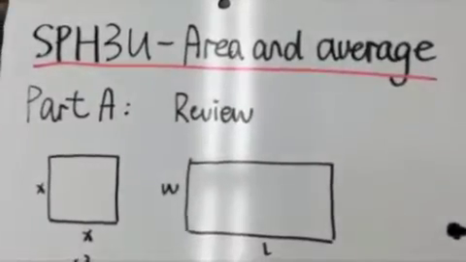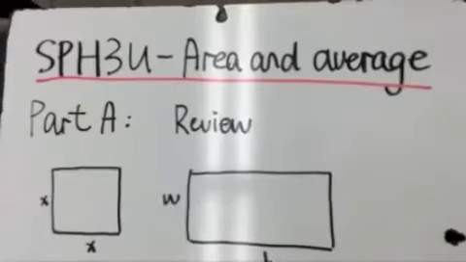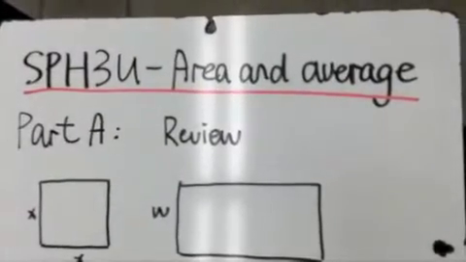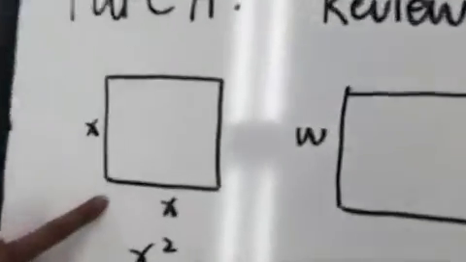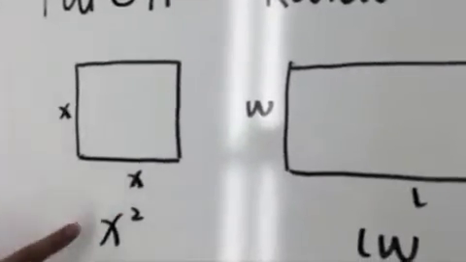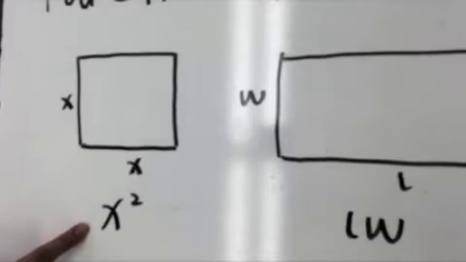Hello everyone, today we're gonna learn about area and average. Firstly, let's review what we have learned in math class before. First of all, how to calculate the area of a square. We multiply x by x, which is x squared. It is the area of a square.